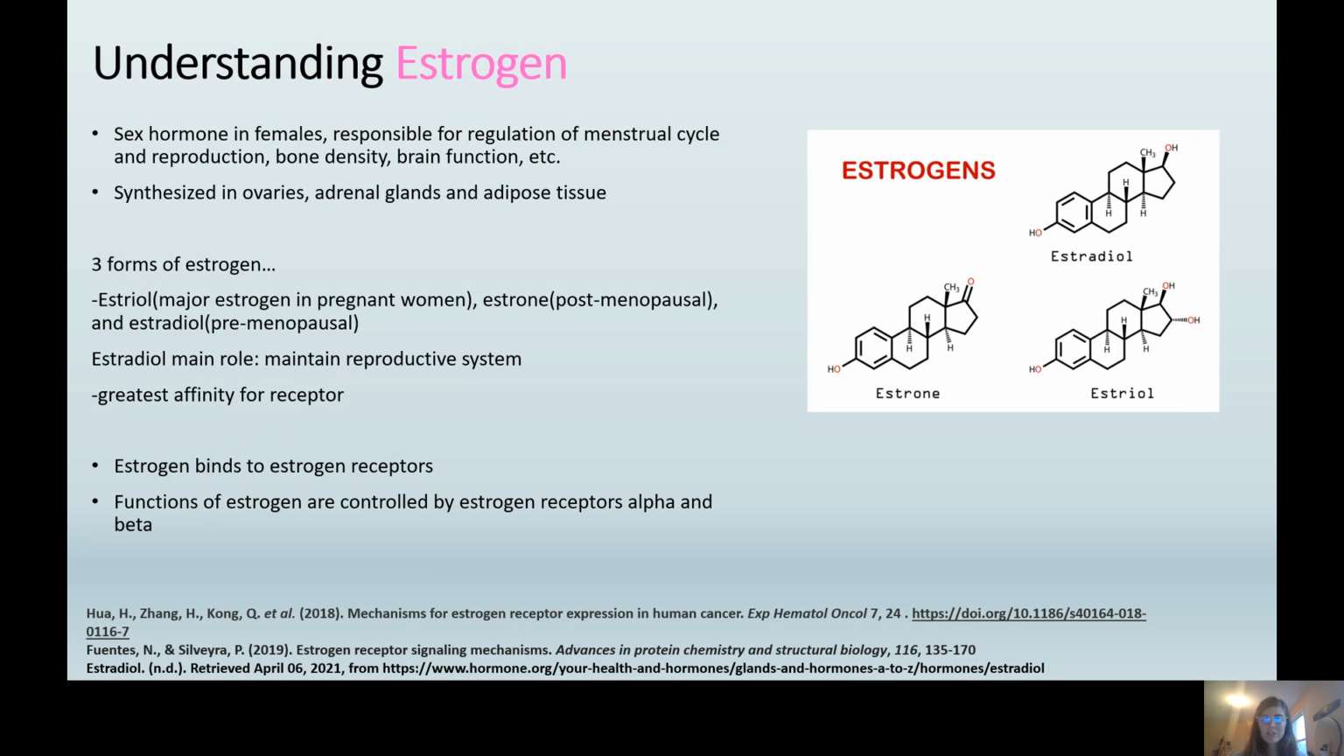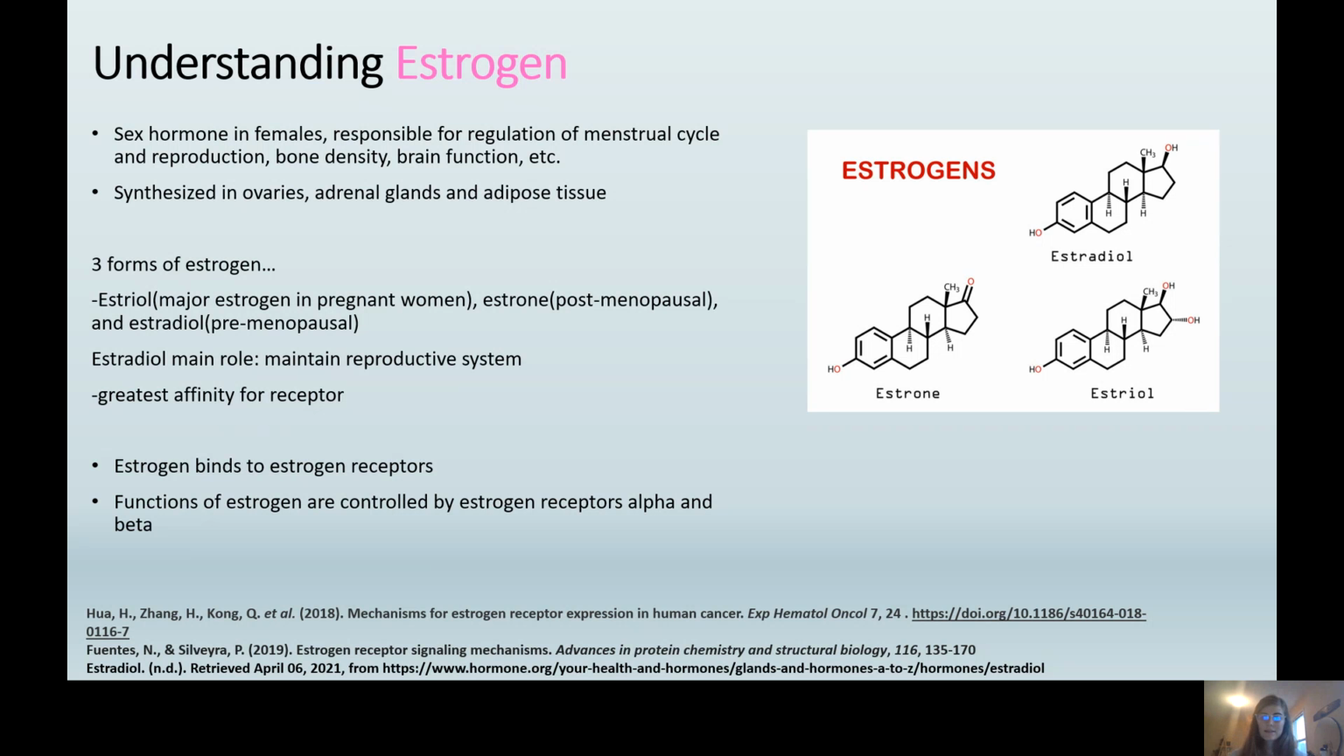To the right, there is a picture of the three forms of estrogen. The first one is estradiol, the second one is estrone, and the third is estriol. The estriol hormone is the major estrogen present in pregnant women, while estrone is the major estrogen in postmenopausal women, and estradiol is the major estrogen present in premenopausal women.